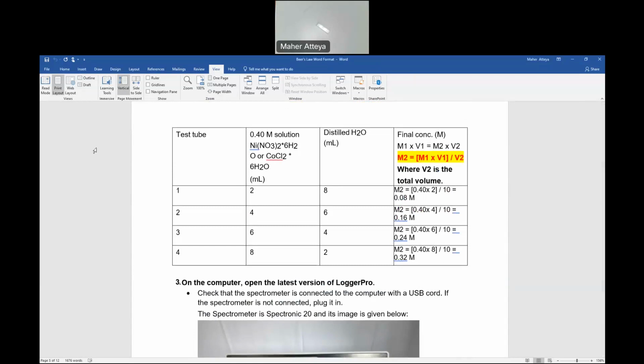4, how will you prepare them? Well, you take from a volumetric flask, the first test tube here, you take 2 mL. Take your graduated cylinder, just measure 2 mL into the test tube, and then add to this test tube another 8 mL.